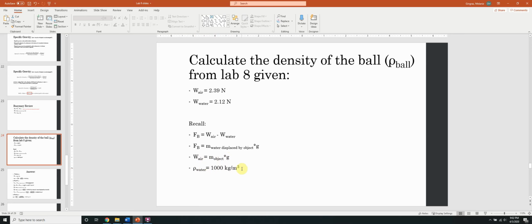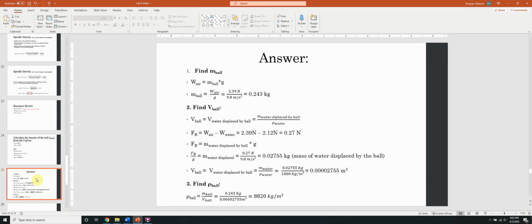Now we're going to take all of this information and solve for the density of the ball. If we're trying to find the density of the ball, we want to find the mass of the ball and the volume of the ball, because the mass of the ball divided by the volume of the ball will give us the density, which is what we're looking for.